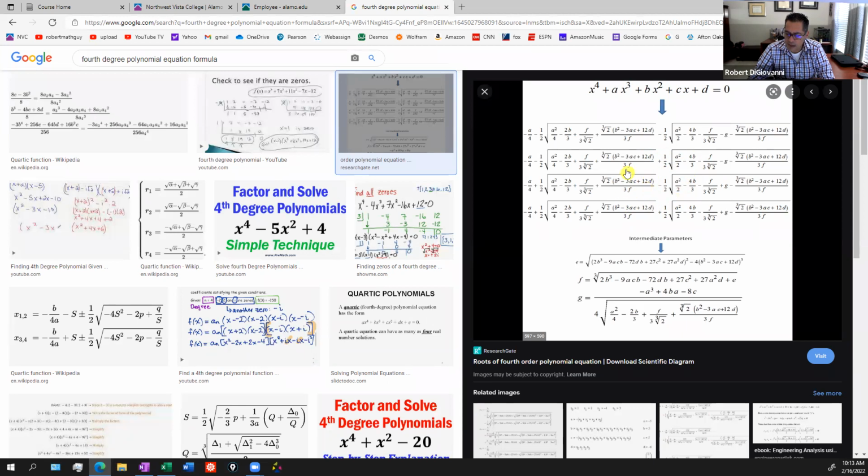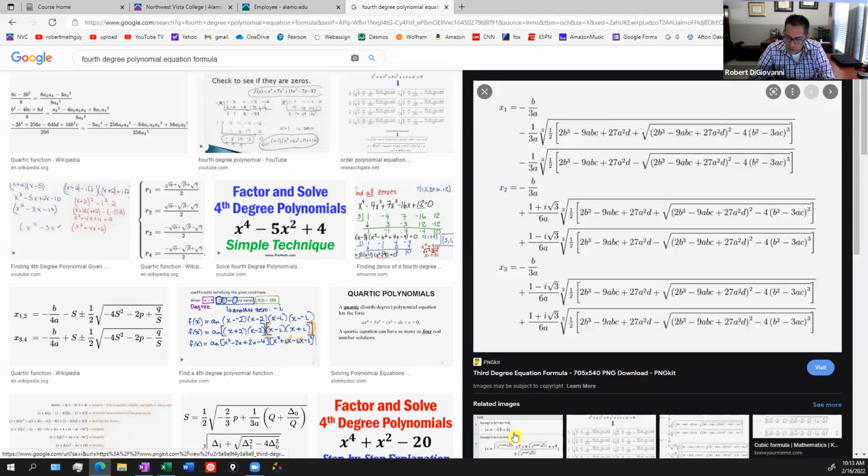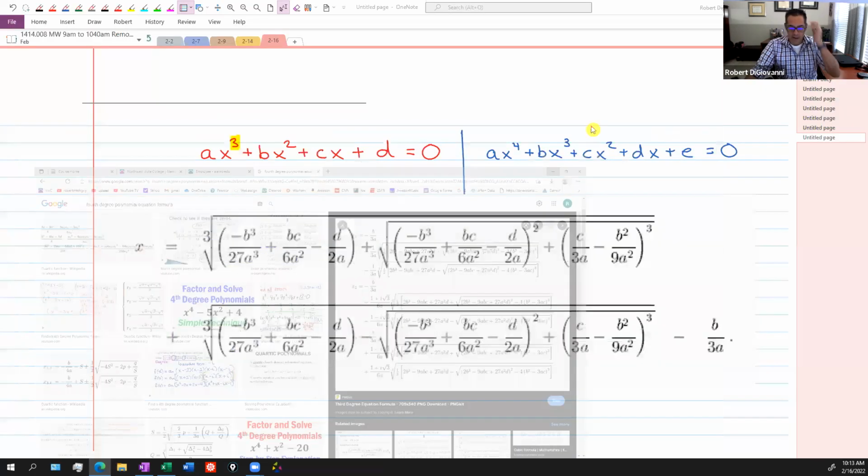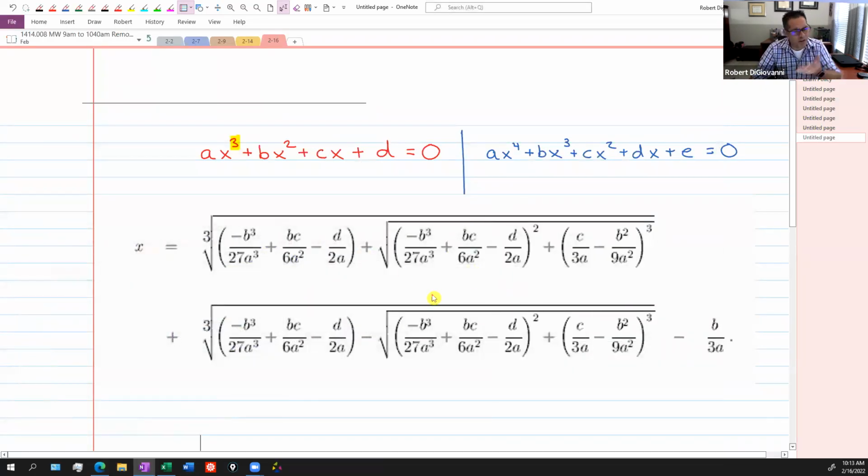So it's a mess, okay? It's a mess. And actually, this is if you have a 1 on the x to the 4. Yeah, you just have to believe me that it's much worse than this one. You believe that, right? I mean, you would think it would, right?